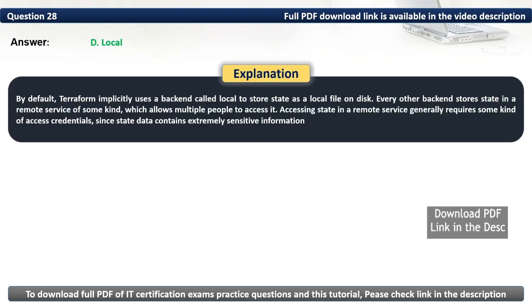By default, Terraform implicitly uses a backend called local to store state as a local file on a disk. Every other backend stores state in a remote service of some kind, which allows multiple people to access it. Accessing state in a remote service generally requires some kind of access credentials since state data contains extremely sensitive information.